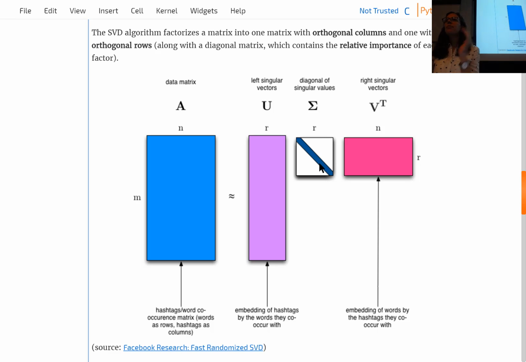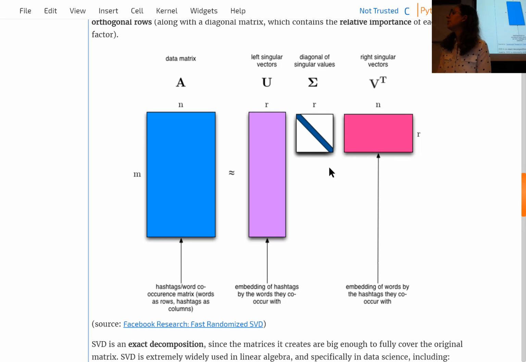Then we've got this middle diagonal matrix, where the white part is all zeros. It only has values along the diagonal, which is blue, and that's giving you the relative importance. Those values are called the singular values and tell you relative importance. And then the pink matrix on the right, there the rows are all orthonormal to one another. I'm sorry, the rows are? The rows are, yes. Sorry, the rows are orthonormal.